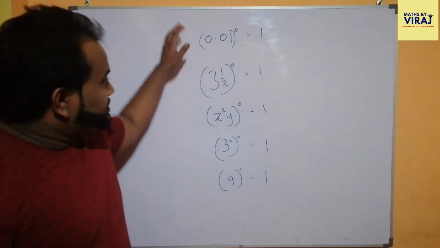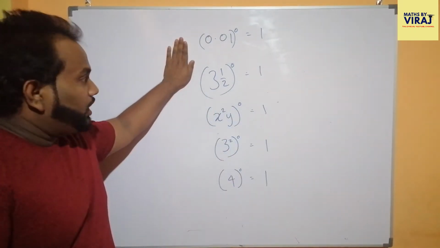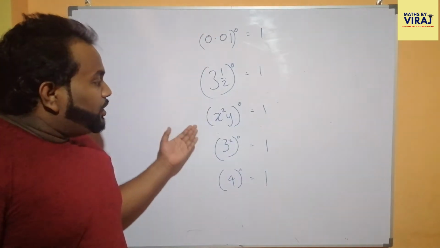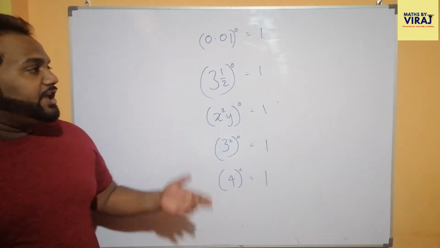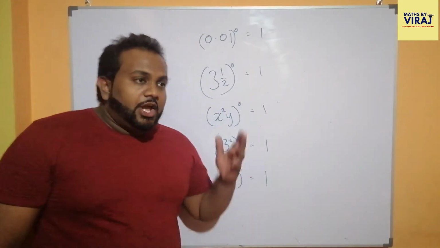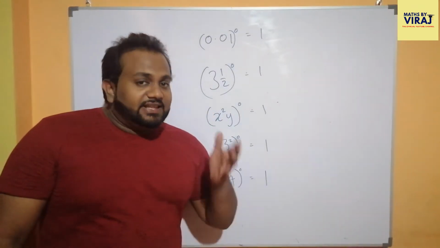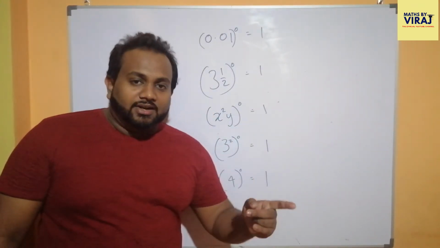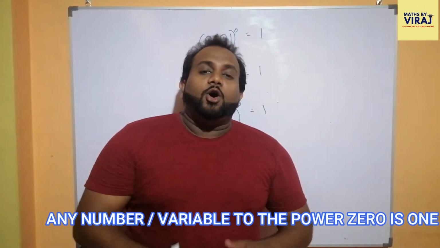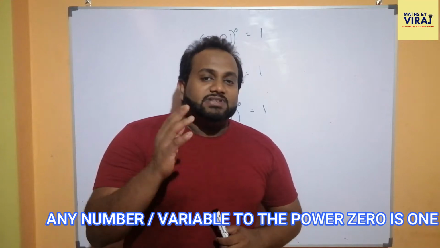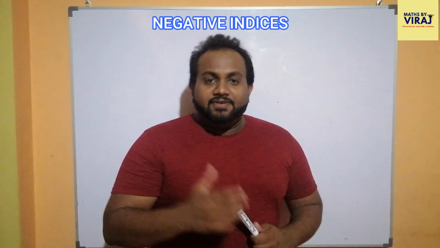As you can see on the board, children, these are some examples where we can show that any number or any variable to the power 0 is 1. If you have a scientific calculator, you can type this in and you can see that the answer is 1. So all that you have to remember is any number or any variable to the power 0, the answer is 1.